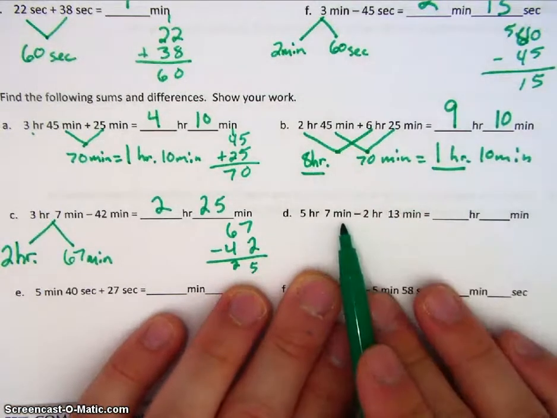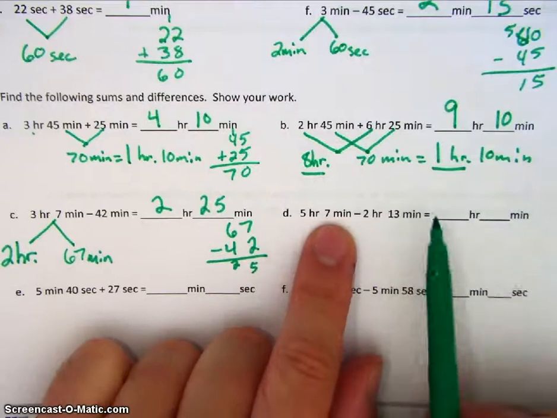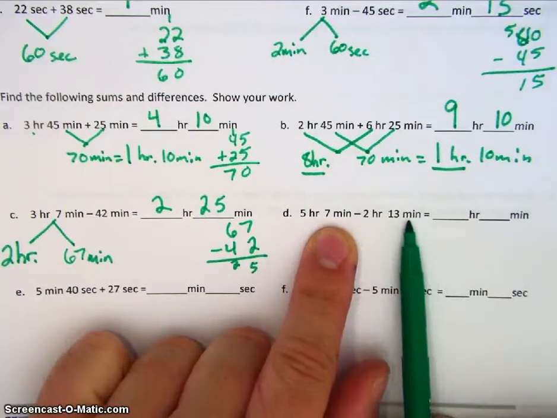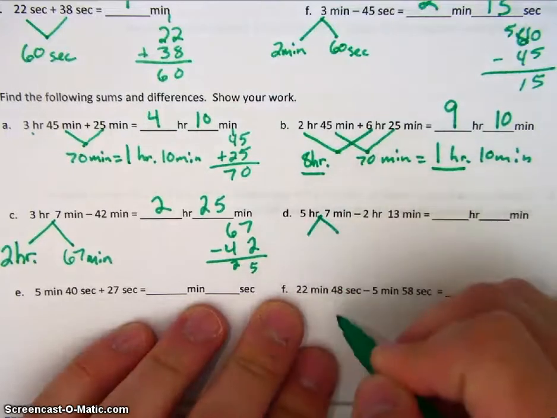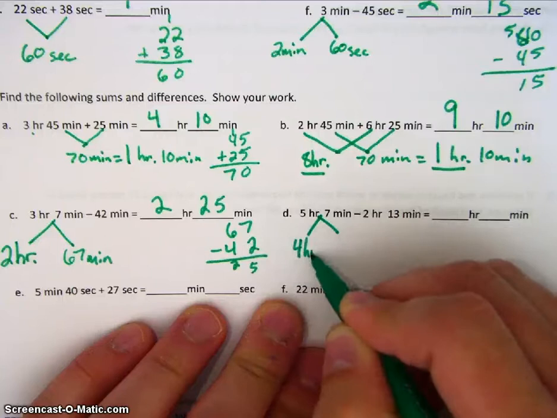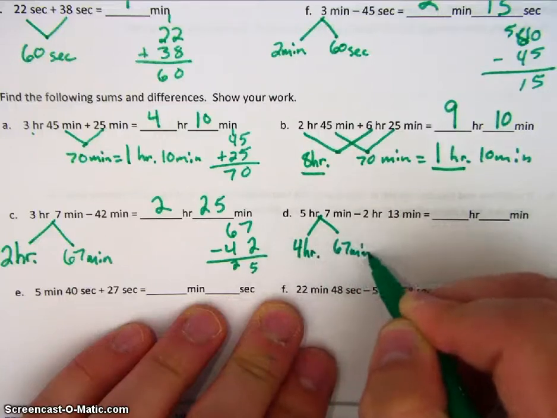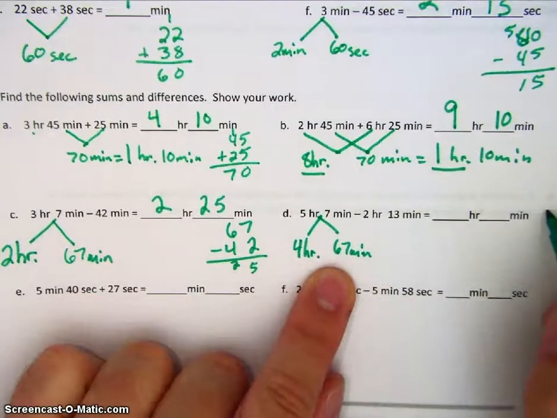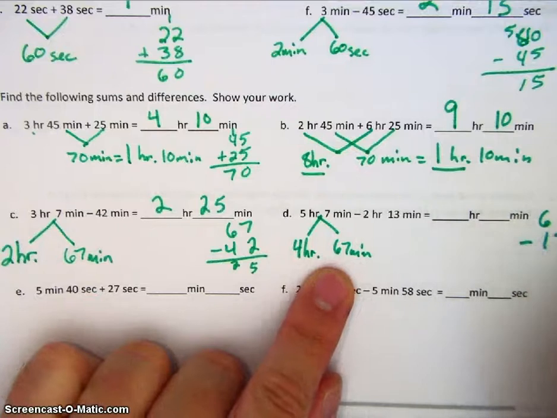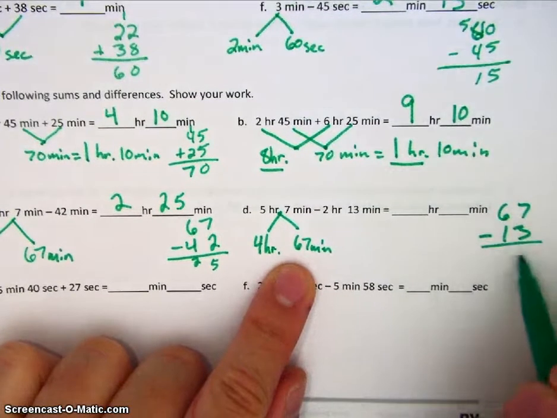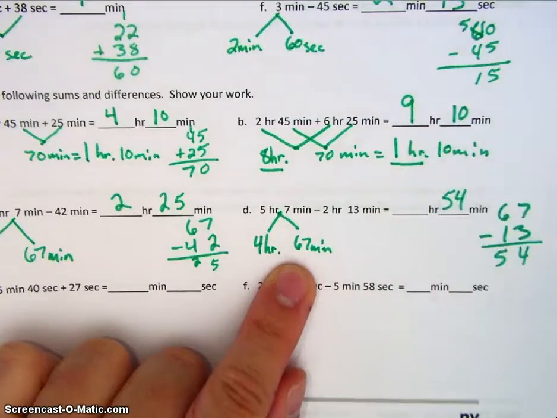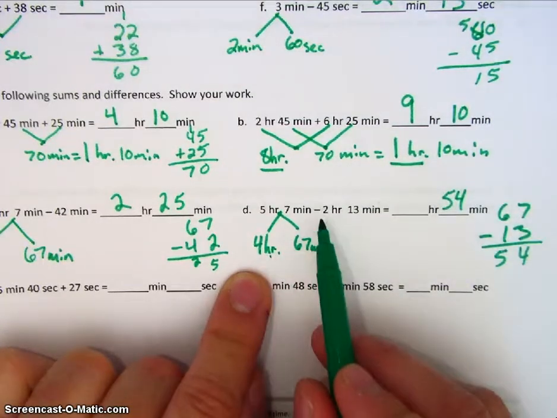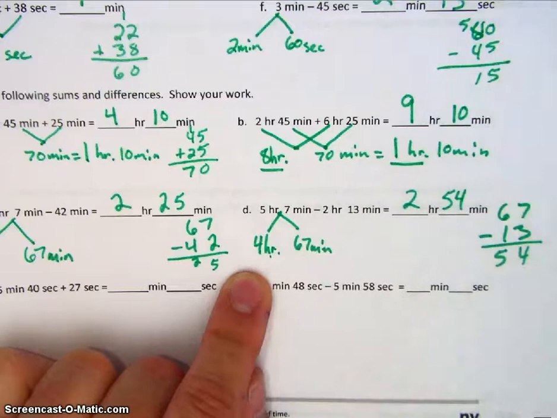Now again, we're subtracting and we have mixed units. So we always start with our minutes here. So we see that we don't have enough minutes to subtract. So we're going to take our 5 hours 7 minutes and turn it into 4 hours 67 minutes. And now we can do 67 minus 13. You see that we have 54 minutes left over. Now we can subtract our hours, and we have 4 hours minus 2 hours gets us 2 hours.